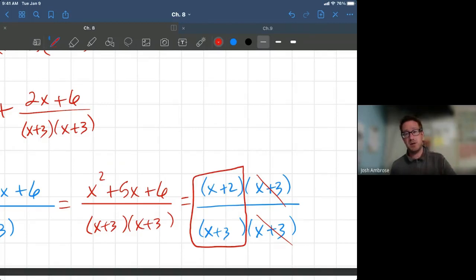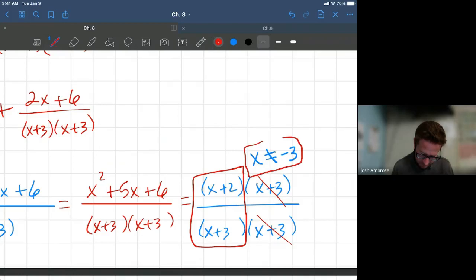Then if I ask you the question, what can x not become? You have to think back: what would make my denominator equal 0? We would say x cannot equal -3. Think about that. If x were -3 and we plug that in there, -3 plus 3 would give me 0. 0 in the denominator gives me undefined. Undefined is not good.